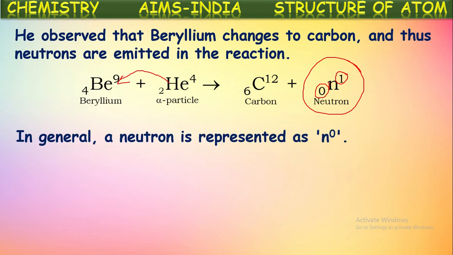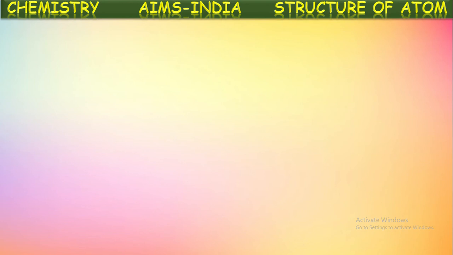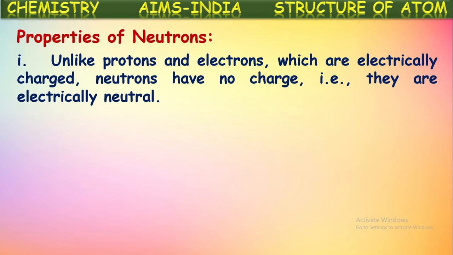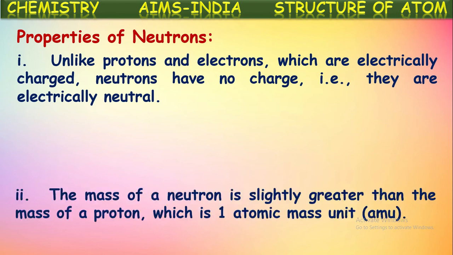In general, a neutron is represented as N0, where 0 represents its charge. It has no charge. Let us see the properties of these neutrons now. Unlike protons and electrons, which are electrically charged, neutrons have no charge. That is, they are electrically neutral.